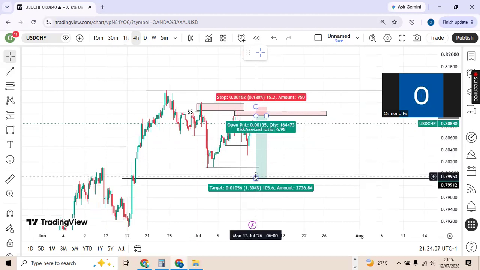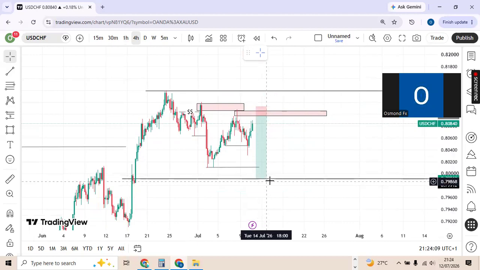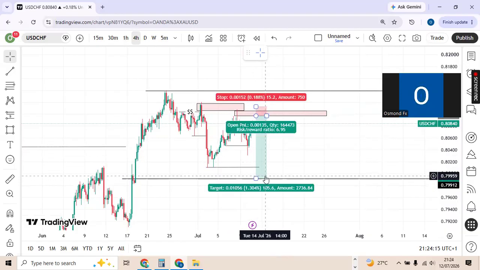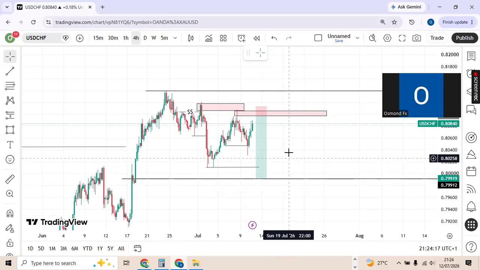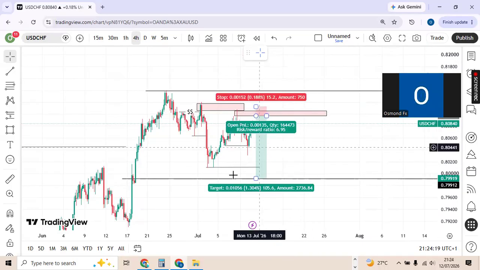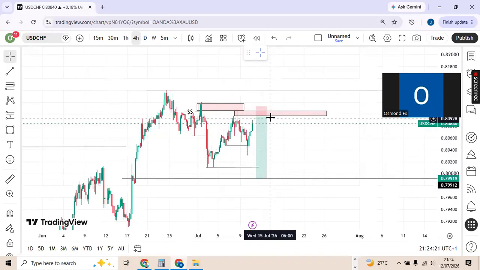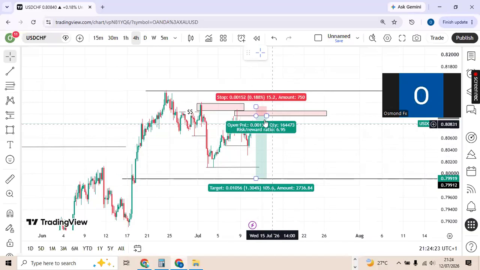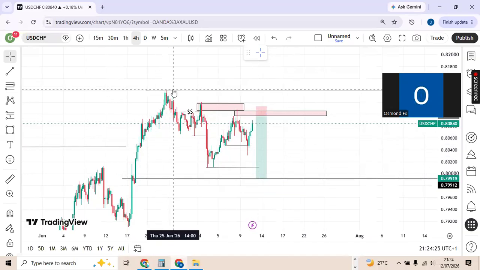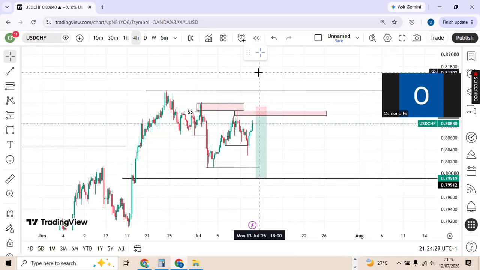Then if the market gets to this particular area, we see a change of market structure. If the market changes from lower lows to higher highs, then we'll continue buying to the upside. So this week, this is what I'm expecting. But anything that will make this USD CHF break above here, then we expect more buys to the upside.